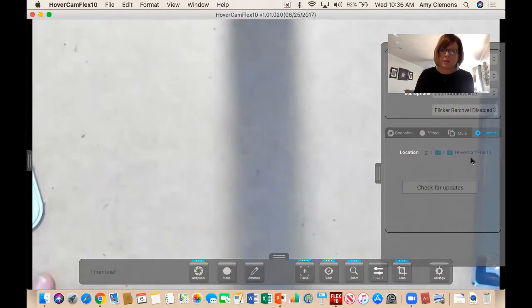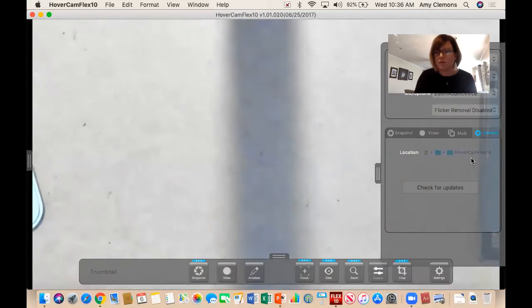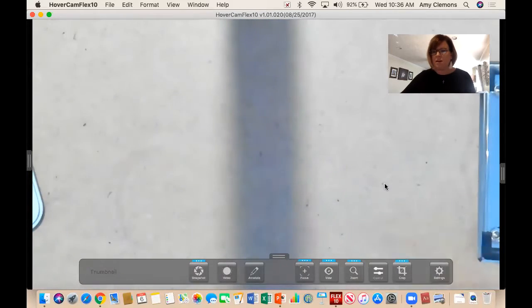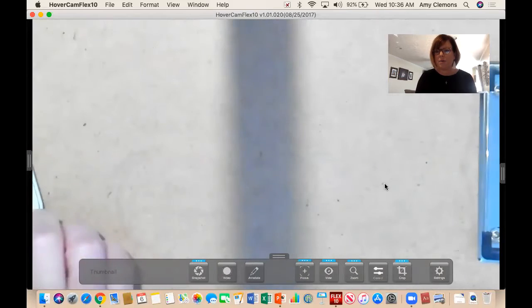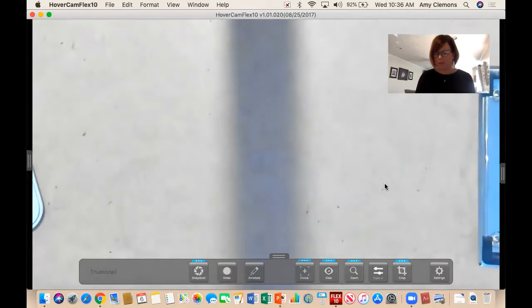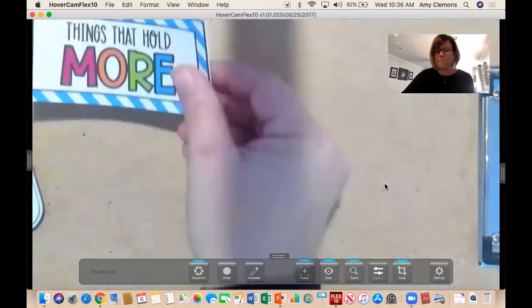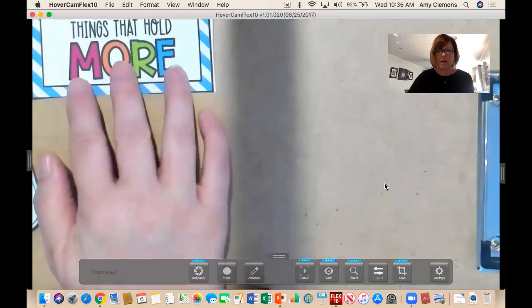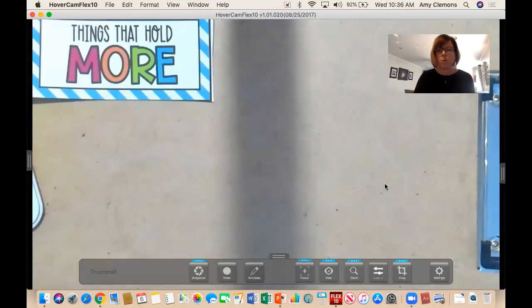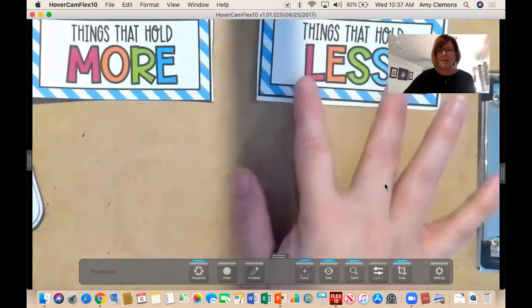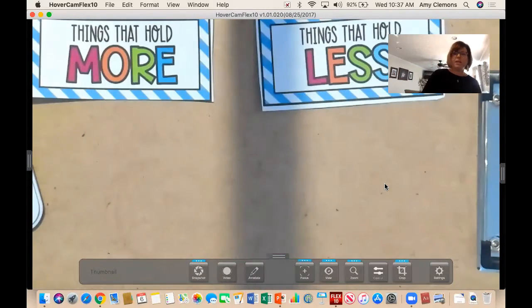All right, so I got my clipboard here. I'm going to move this little thing out of the way so we can see everything we have here. I'm going to put the words more over here. It says things that hold more, things that hold less. So I'm going to pull up two things at once, and I want you to tell me which one does it go to. Does it go under the more or the less?